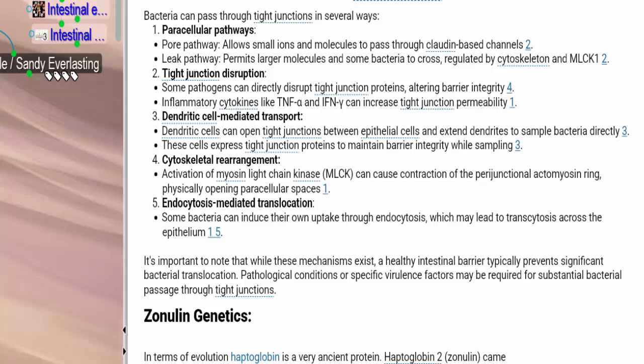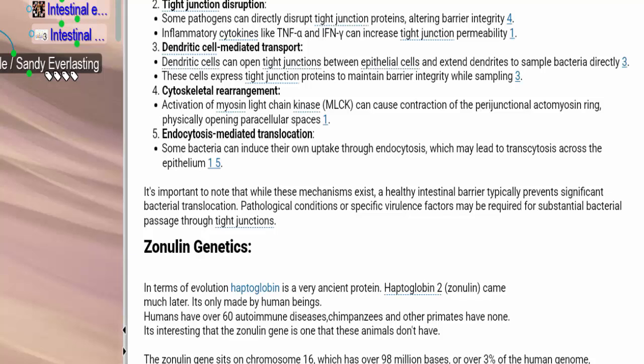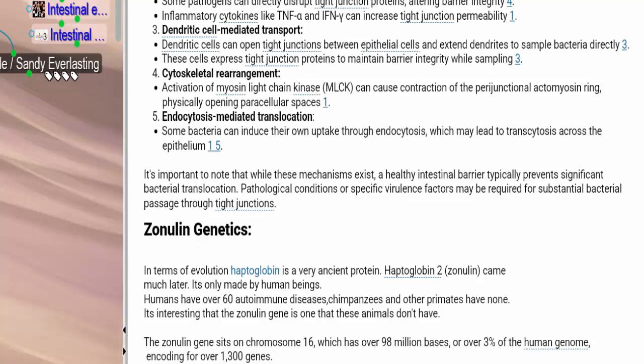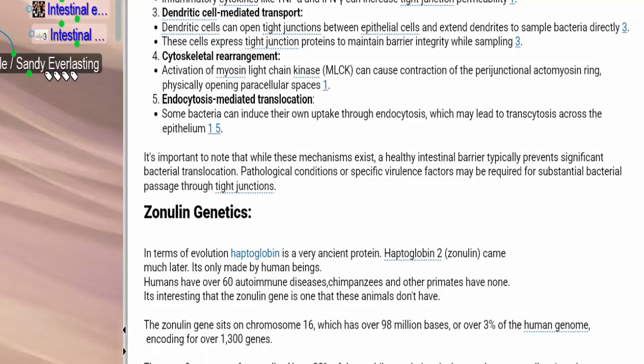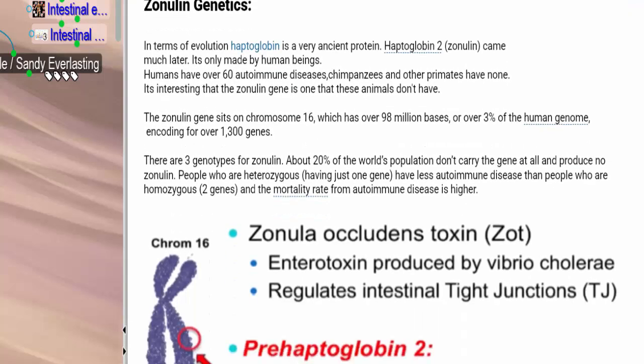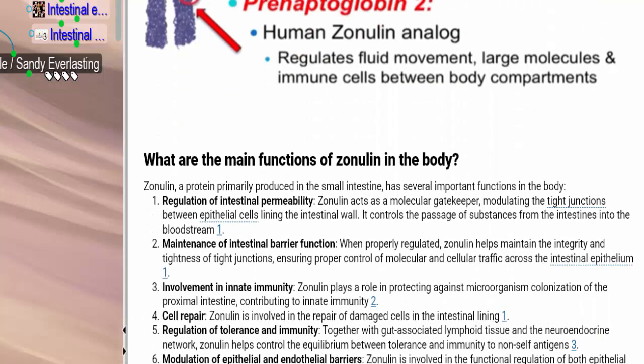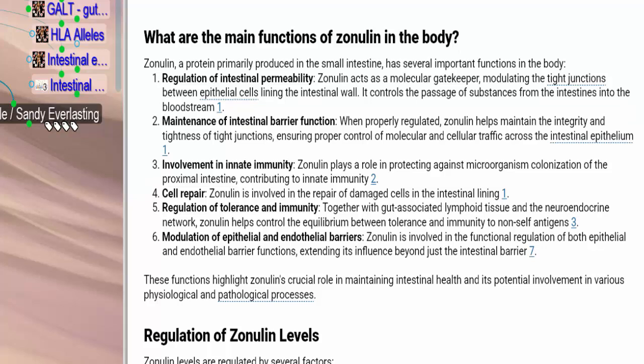How do bacteria pass through tight junctions? I'll leave that to you to read, but as you see, bacteria can get through, and that's one of the problems with intestinal hyperpermeability. Bacteria is never supposed to get into the bloodstream. And here's about zonulin genetics. We'll skip that. All right, what's the main function?